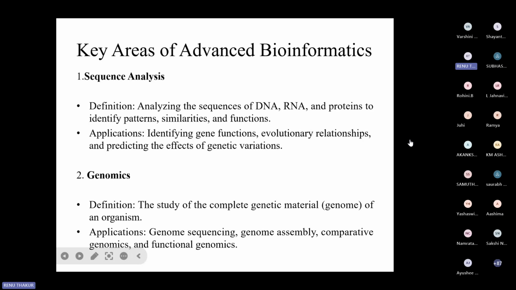Next thing is genomics. Genomics is one of the omics approaches in which we play with genes. Okay, the study of the complete genetic material called a genome. So a collection of genes is called the genome of an organism. So that comes under genomics. And the applications are genome sequencing, genome assembly, comparative genomics, and functional genomics.